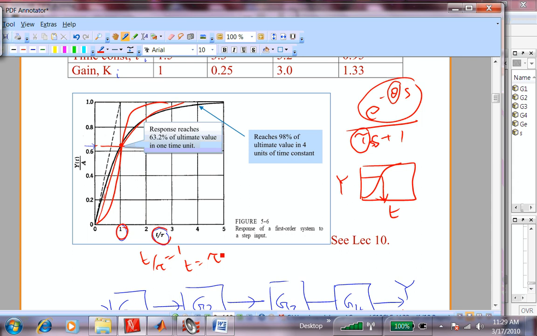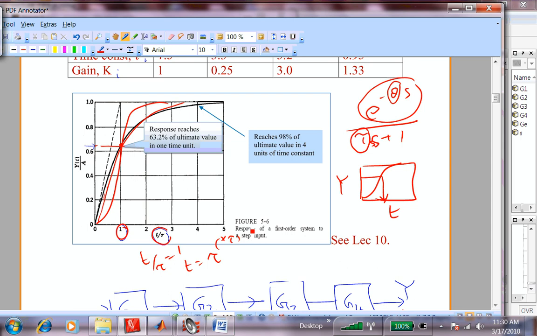So this graph is a normalized graph for unit step response and for any time constant, because t is divided by tau. So this graph can be used for any first order process. As long as we know the true time constant, all you have to do is take the x-axis multiplied by tau. That will give you the true time.